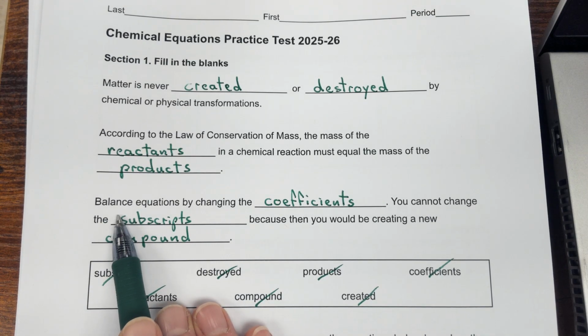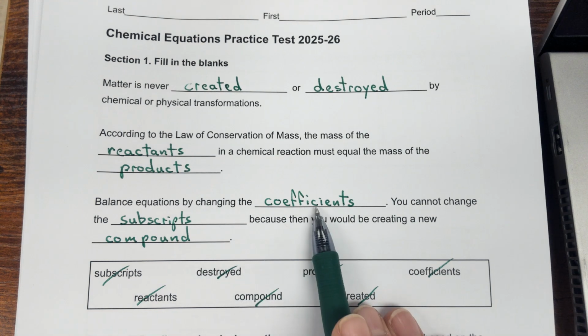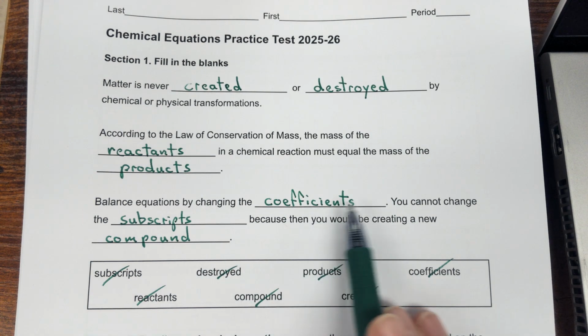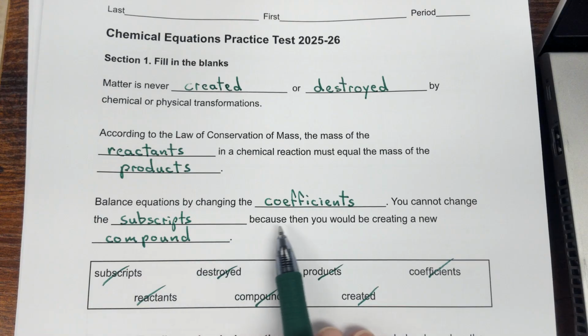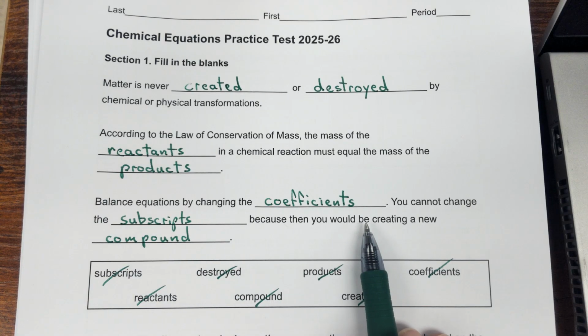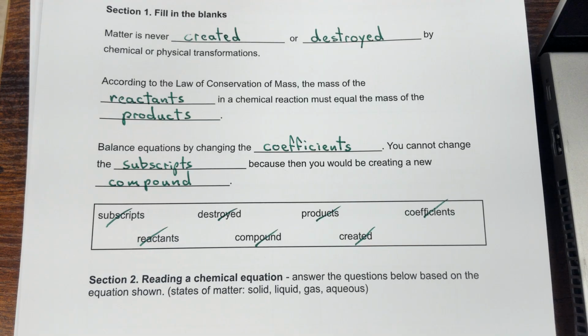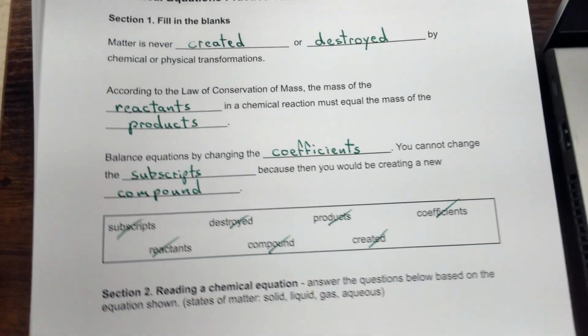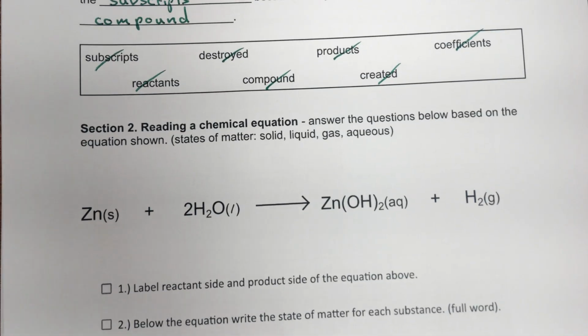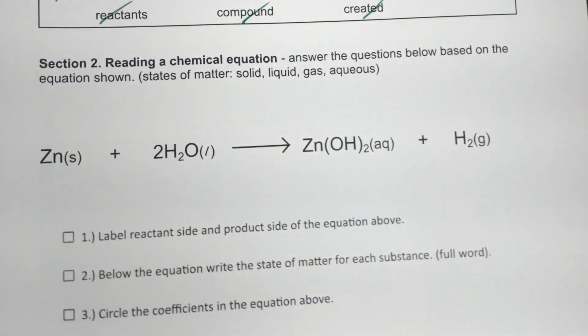And then when it comes to balancing, we balance equations by changing coefficients. You cannot change subscripts because then you would be creating a new compound. So if you look down here, we're going to go over the different parts of the equation, and then I'll mention a little bit more about coefficients and subscripts.